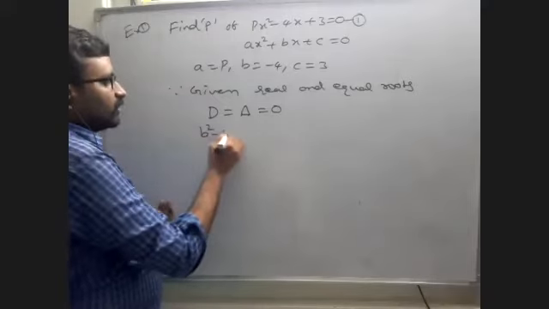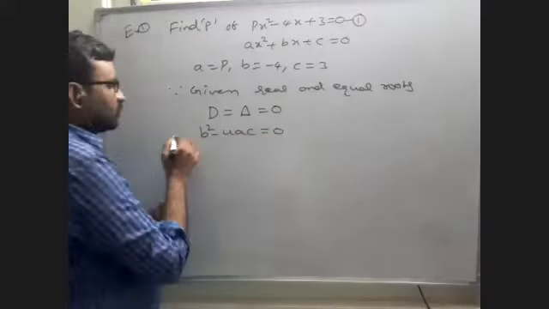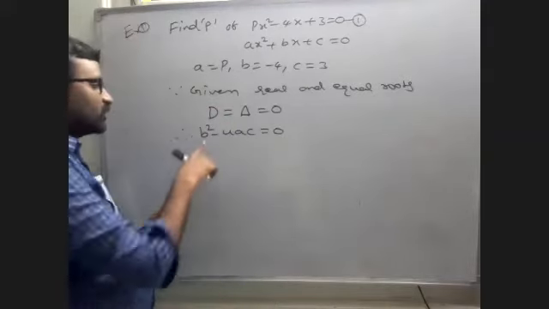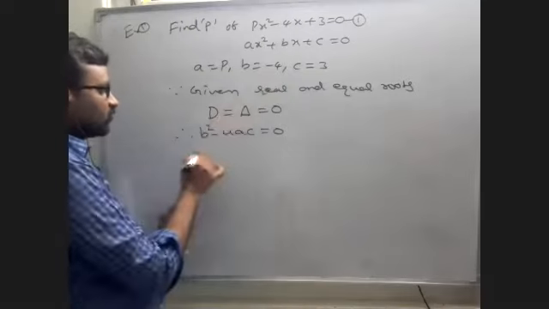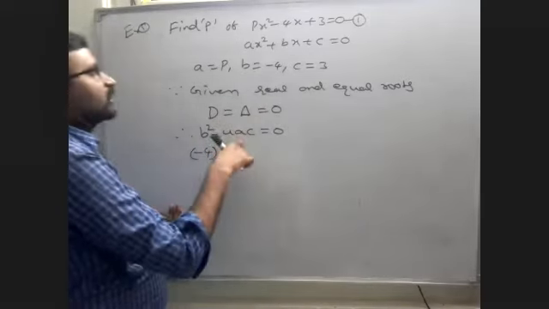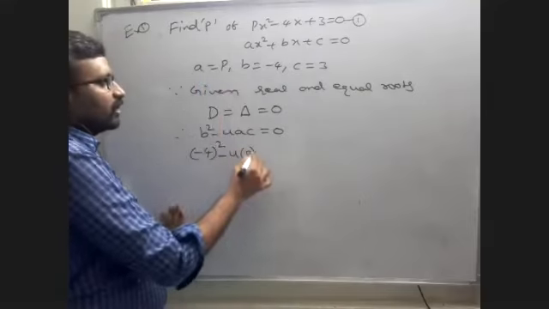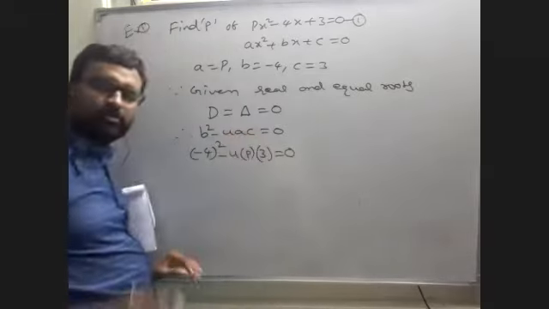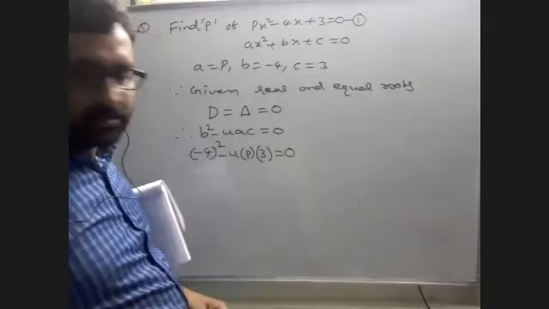b square minus 4ac is equal to 0. I told you already, delta is the discriminant. This is b square minus 4ac. What is b? Minus 4, whole square, minus 4 into what is a? A value is p, and what is c? C value is 3, is equal to 0. Substitution finished. Now simplification and answer.